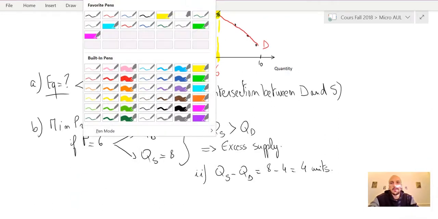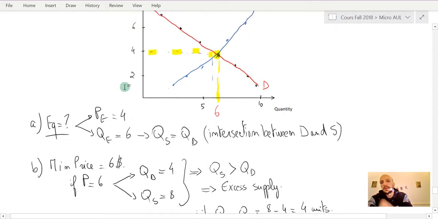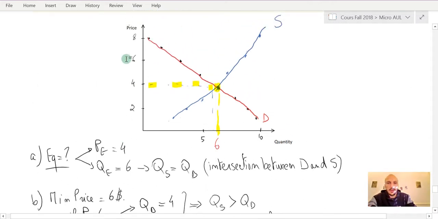So here B on the graph, we will be using another color, for example green, for a price equals 6. This one here, P equals 6, minimum price. We will see that first of all we will cross the demand at 4, and then normally supply at 8, and here we have our excess supply.